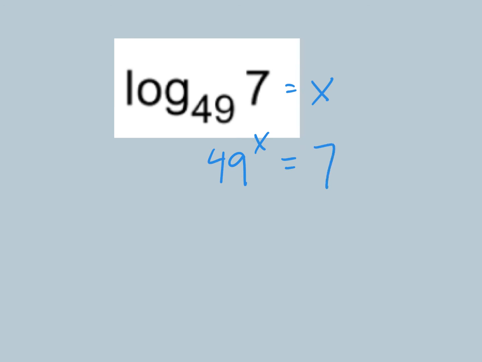This one's a little bit different because my number's getting smaller. So 49 to what power gives me 7? What type of exponent makes the number smaller? A negative? A negative does. Remember, a negative flips it. A fraction. So what would my exponent be? 49 to what power gives me 7? 1/2. Perfect. Because it would be 49 to the power of 1/2, which is 7. Because remember, 49 to the power of 1/2 is like saying the square root of 49, which is 7. So what is x equal to? 1/2.